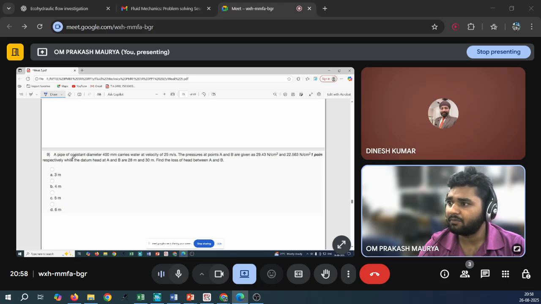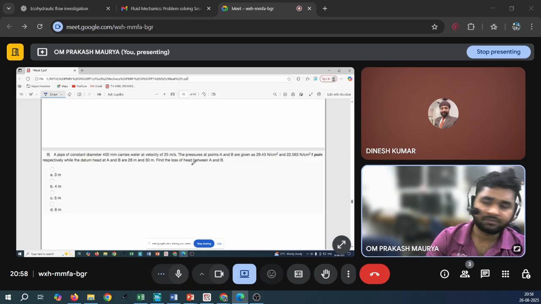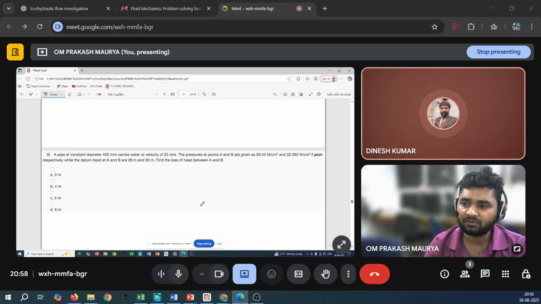A pipe of constant diameter 400 mm carries water at a velocity of 25 meters per second, and the pressures at points A and B are given as 29.43 Newton per centimeter square and 22.563 Newton per centimeter square respectively, while the datum heights at A and B are 28 meters and 30 meters. Find the loss of head between A and B. Very simple question, just a simple application. Bernoulli is to be applied, na sir?